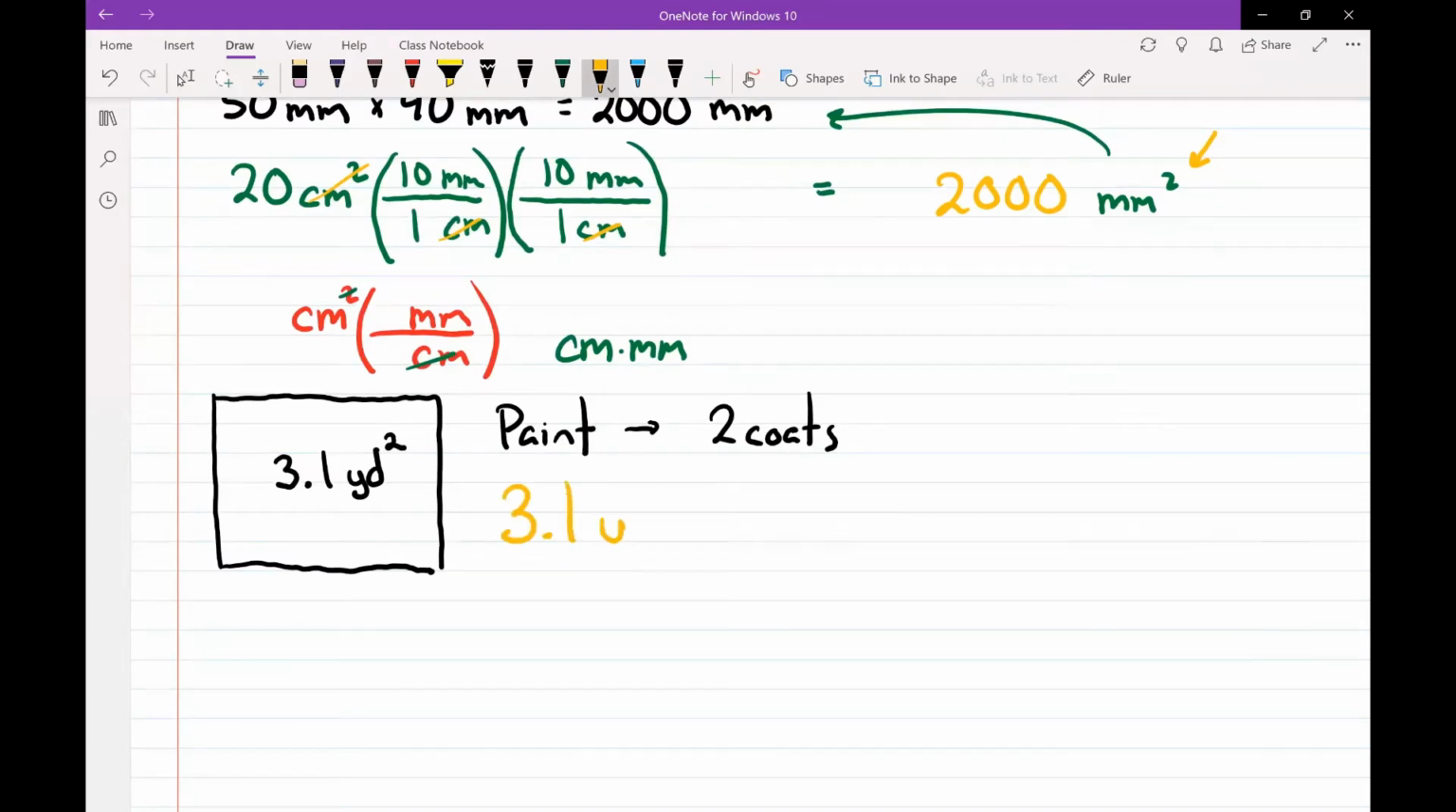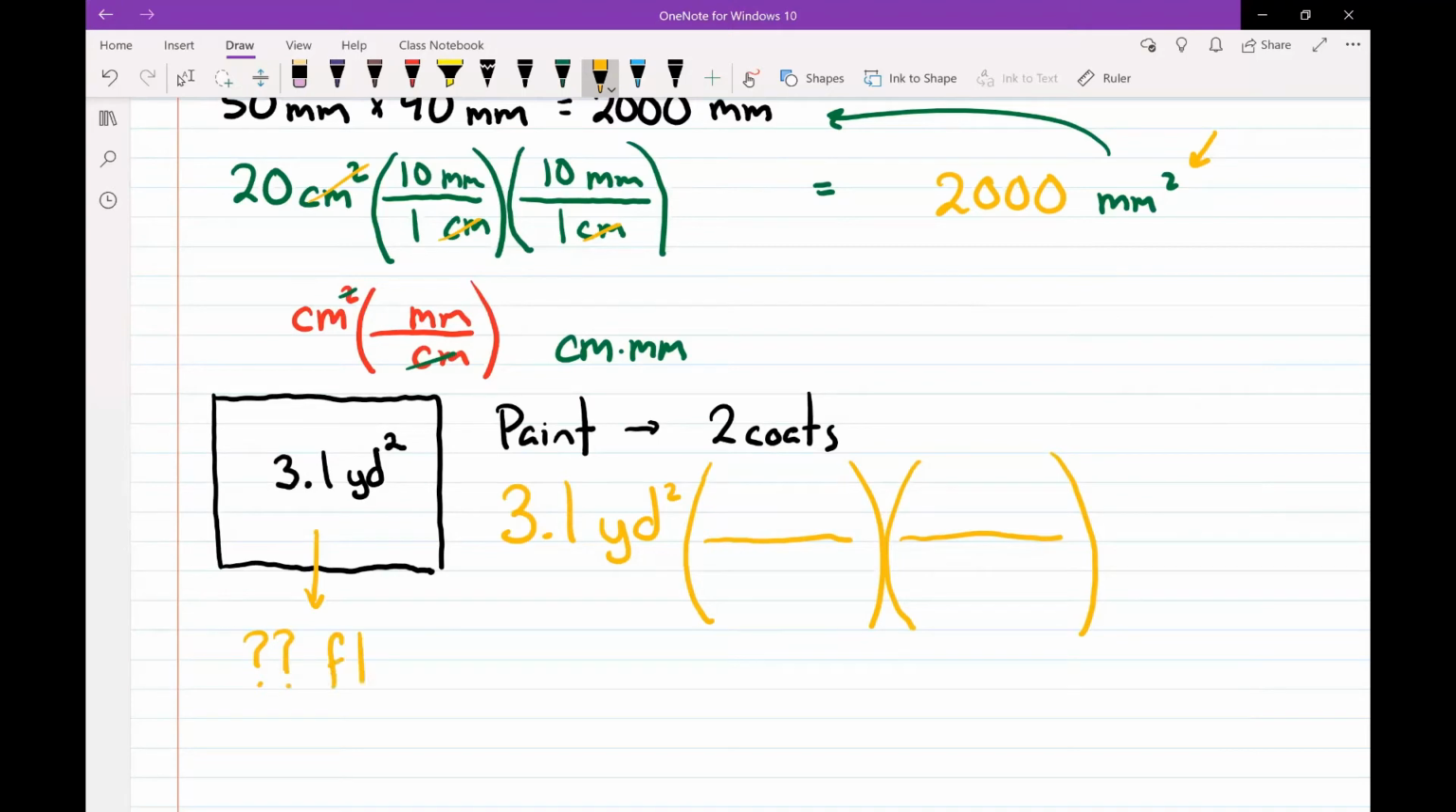And here we go. So 3.1 yards squared, and I'm going to be converting this into feet squared. So I've got to get rid of my yards. I need to create a conversion factor that gets rid of the yards but introduces the feet, and I'm going to have to do it twice, like in the previous example. So I need yards in the bottom, twice. I'm trying to find out how many feet squared this picture is, so my conversion factors have to allow me to go from yards squared to feet squared.